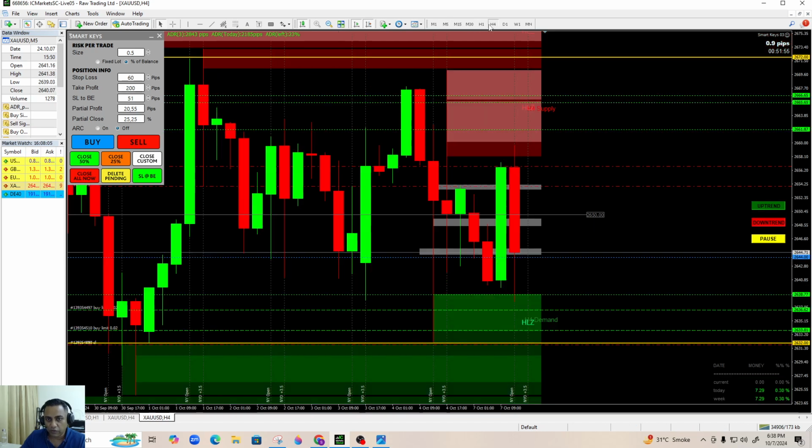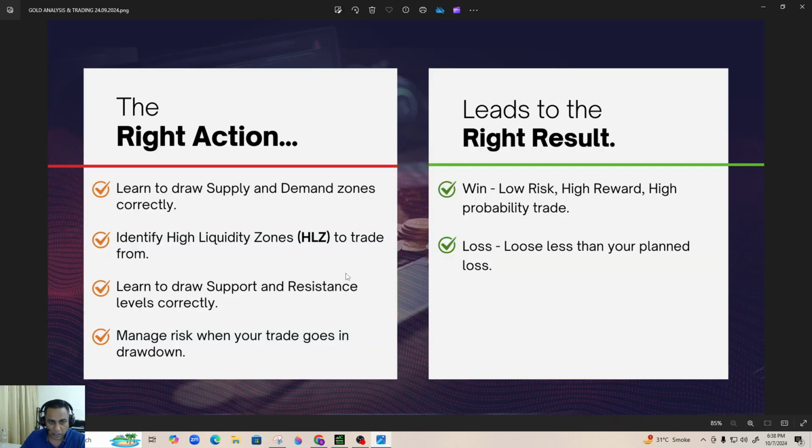It was not clear on the 4 hours. I had to go down to the 1 hour. Sometimes I had to go down to the M30 to be able to draw them correctly, accurately, right? So that's the first thing that we did.